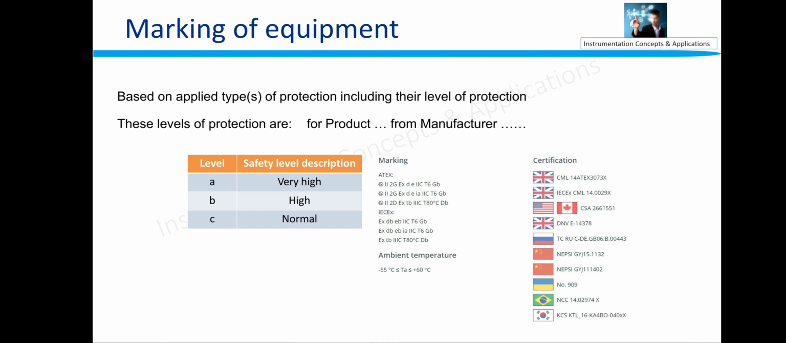Okay, so the marking of the equipment is based on the applied types of protection, including their level of protection. The levels of protection are A, B, and C. This is the safety level description: A is very high, B is high, and C is normal. I have discussed this in the equipment protection level slide in the last video. There you can see GA, GB, and GC. This is the same as ABC.